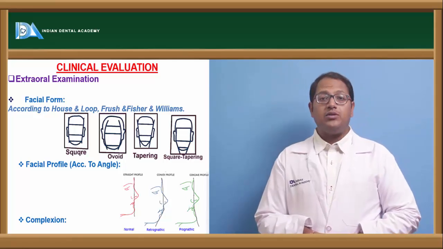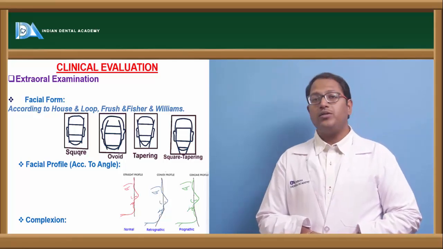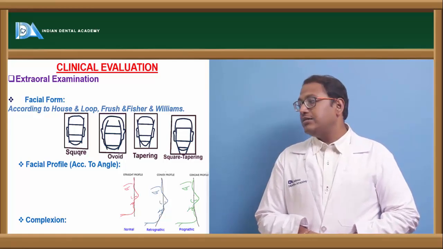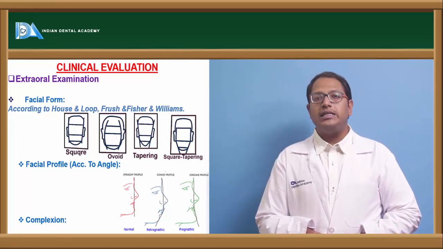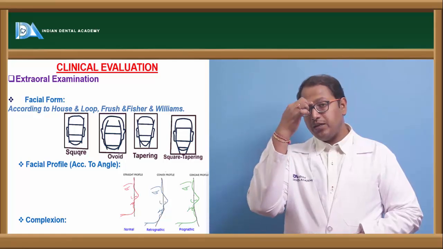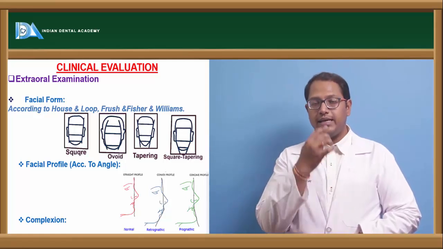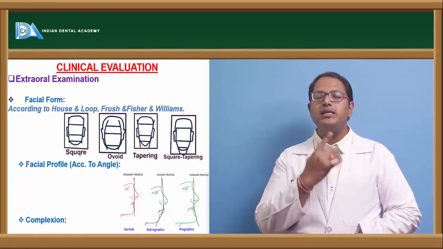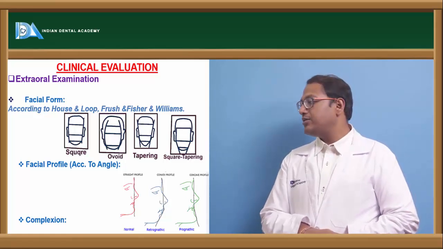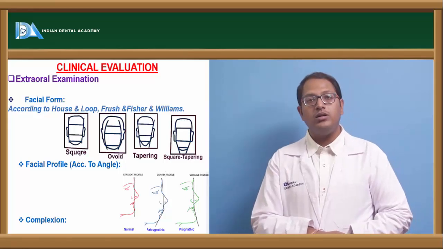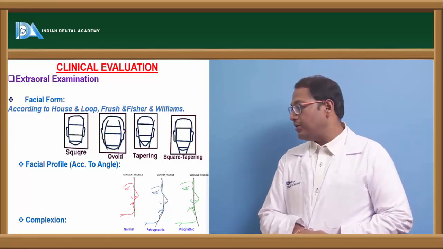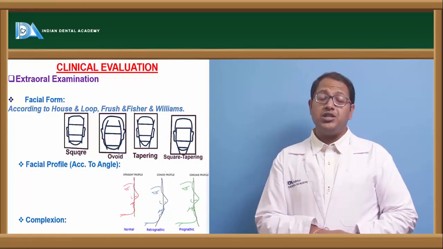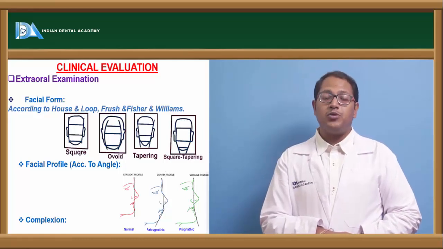Facial profile was given by Angle, the father of orthodontics. He said to measure the facial profile, take 3 points. That is, 1 is the point over here, glabella, second, the subnasal, and the highest point on the chin. So if you match these 3 points, then again you will find out the facial profile, whether it is normal, prognathic, or retrognathic.